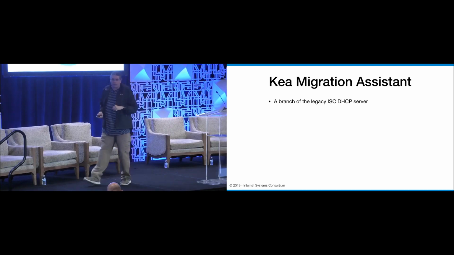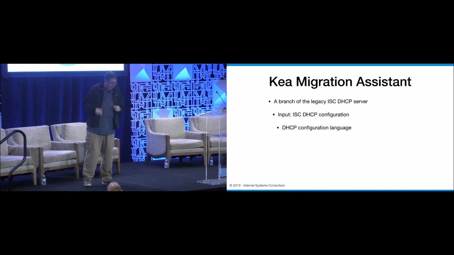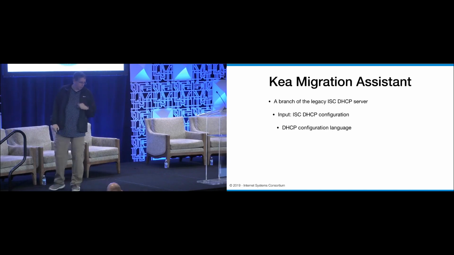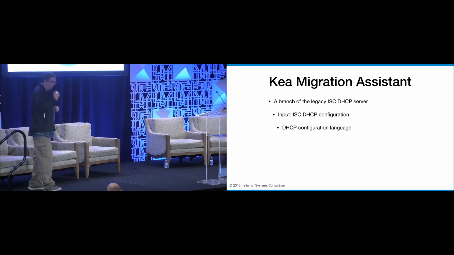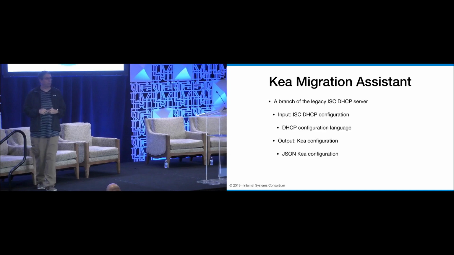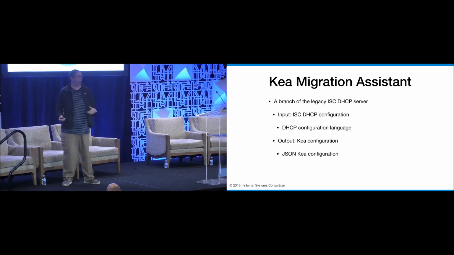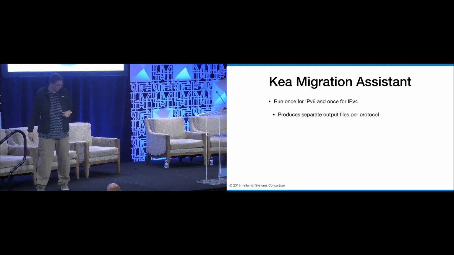So the Kea Migration Assistant, or Keama, is a branch of the legacy ISC DHCP server. It takes as input the DHCP configuration file. It provides as output the JSON Kea configuration. Sounds fantastic, right? And it is, because it gives you a really good start on how to do your migration.